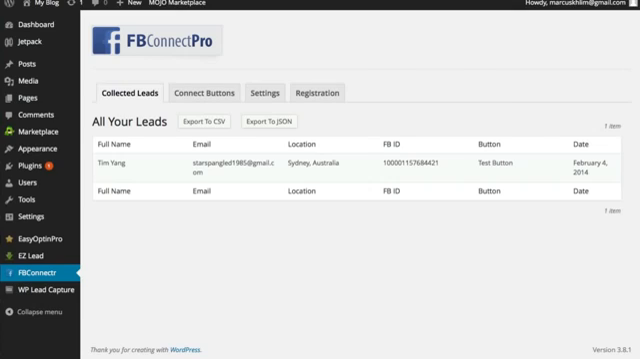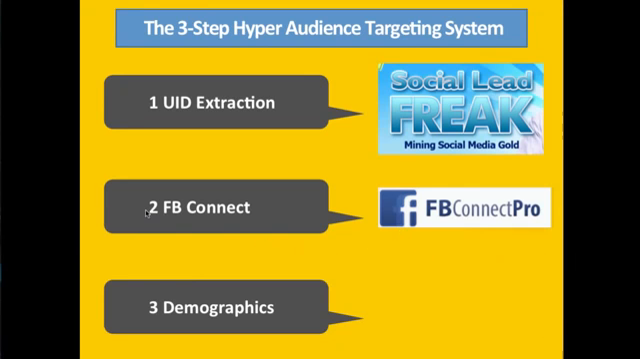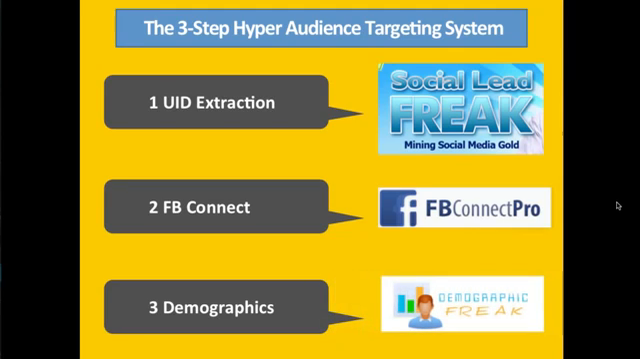So let me head back to my presentation at this point. So that's step 2. The really exciting bit is actually step 3, because step 3 is where you take all of the information from all of your leads from step 2 and you summarize them in a pie chart form. To do this, we are also giving you Social Lead Freak customers a brand new Demographic Freak 2. Let me quickly demonstrate this.